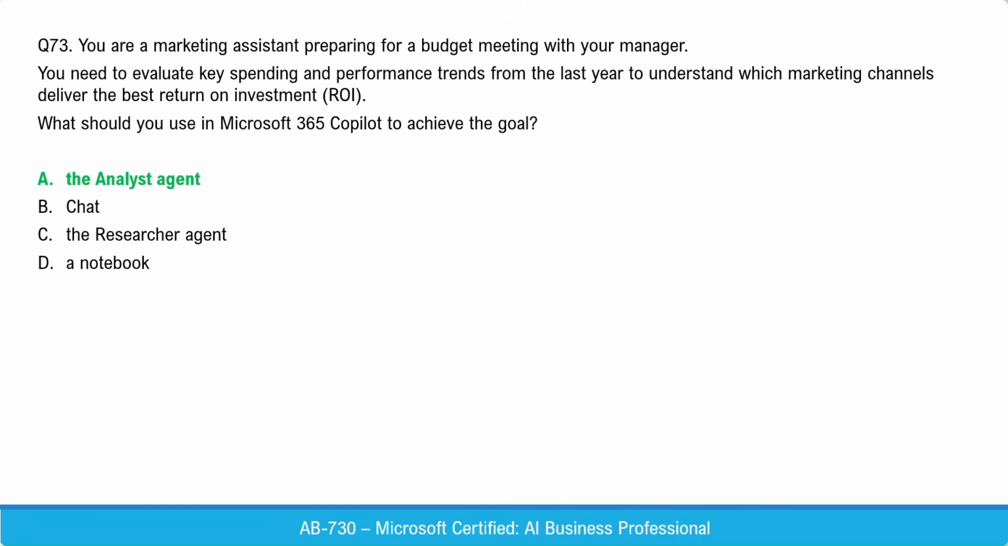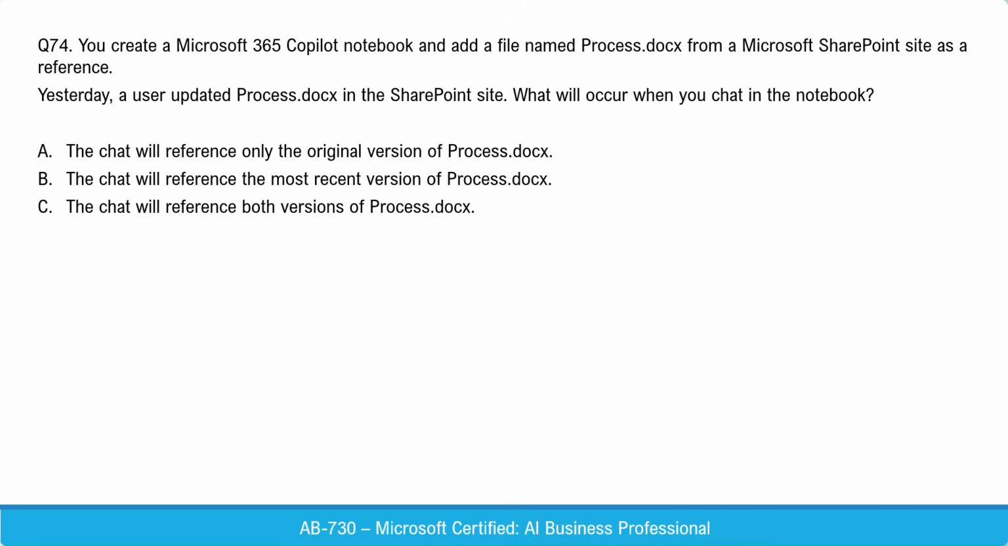Chat is a general purpose interface, but it does not provide deep analytical capabilities like the analyst agent. The researcher agent is more focused on gathering information from different sources, especially external data, and not analyzing internal performance data. And a notebook is mainly for organizing and storing information, not for performing analysis. So the best choice here is A, the analyst agent.